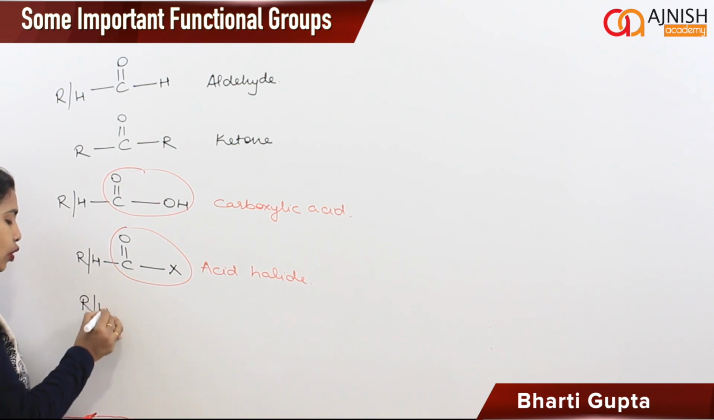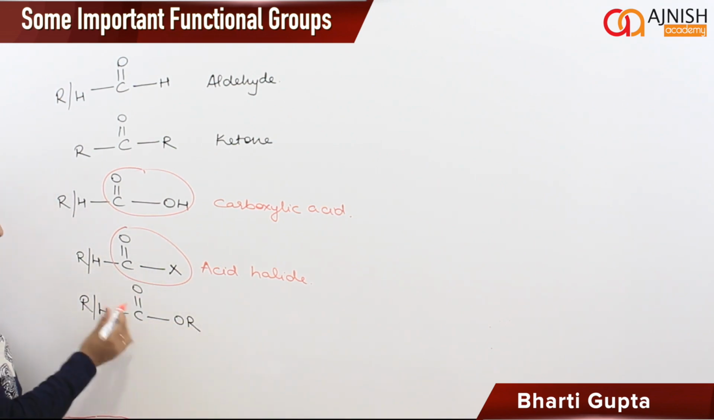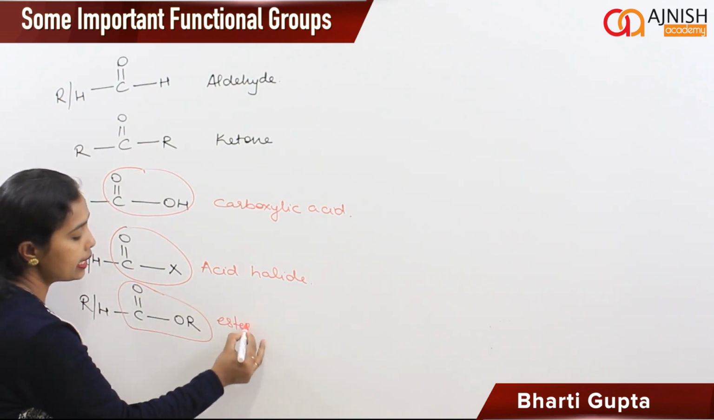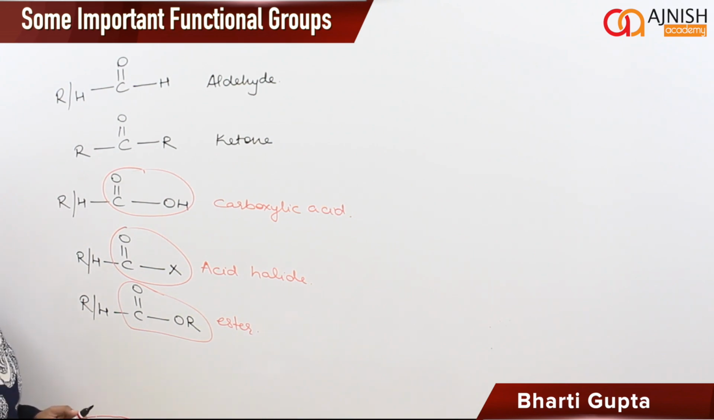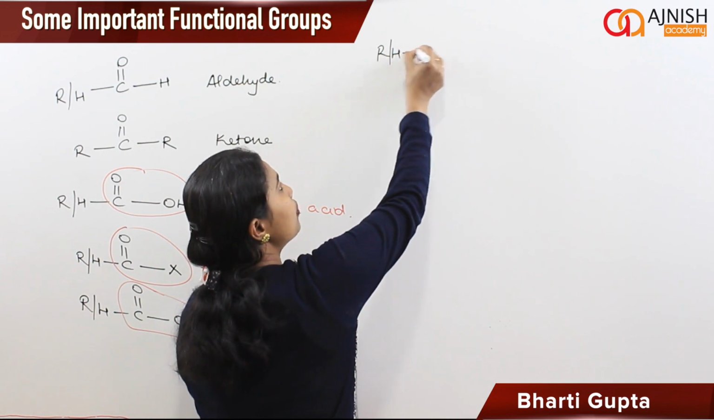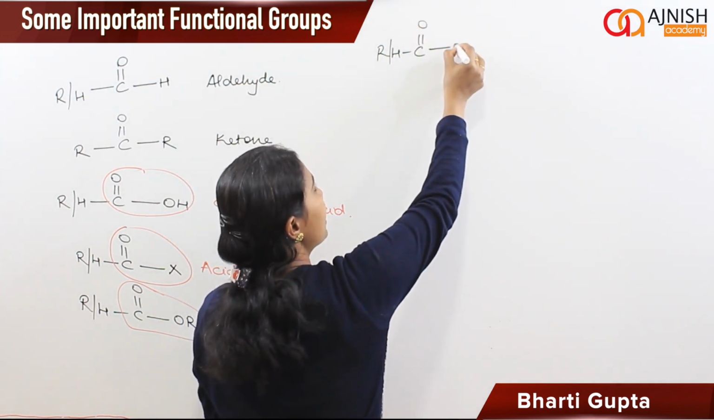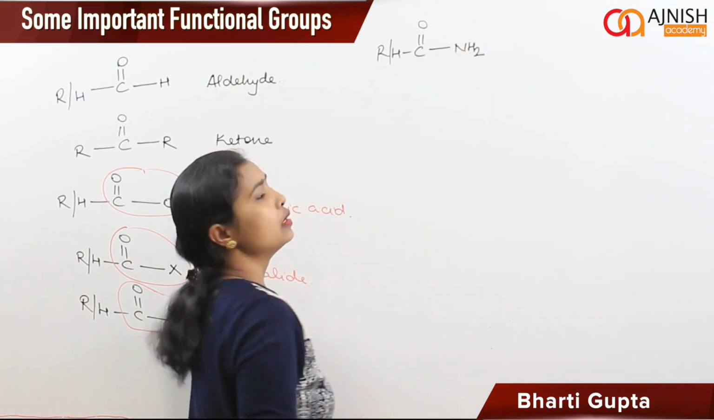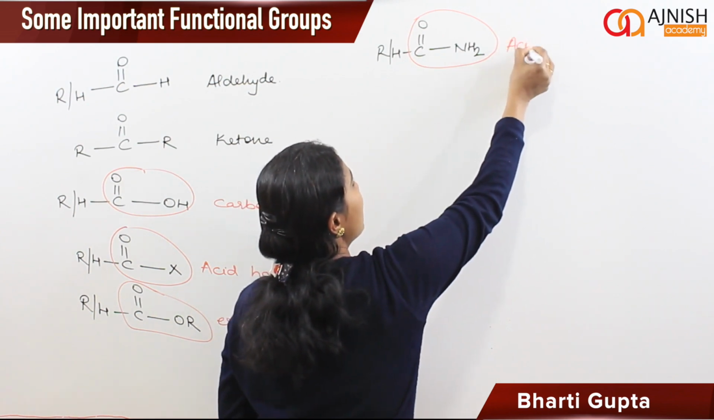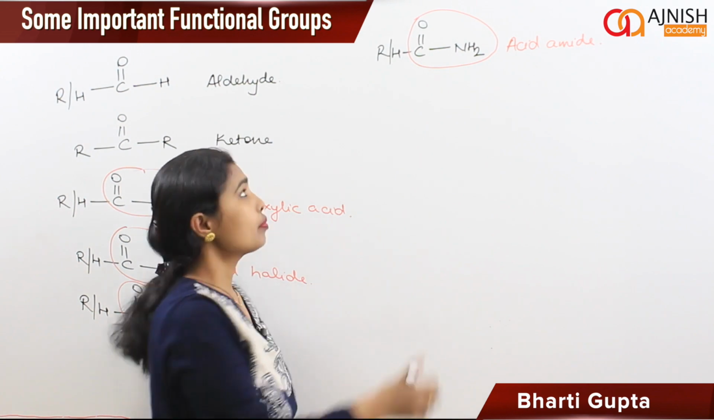Again, if instead of X we take an OR group, then COOR, this functional group, we call Ester. Again, we have one side carbon chain or hydrogen, and here if we take an NH2 group, then this functional group is called acid amide. We can simply call it amide.